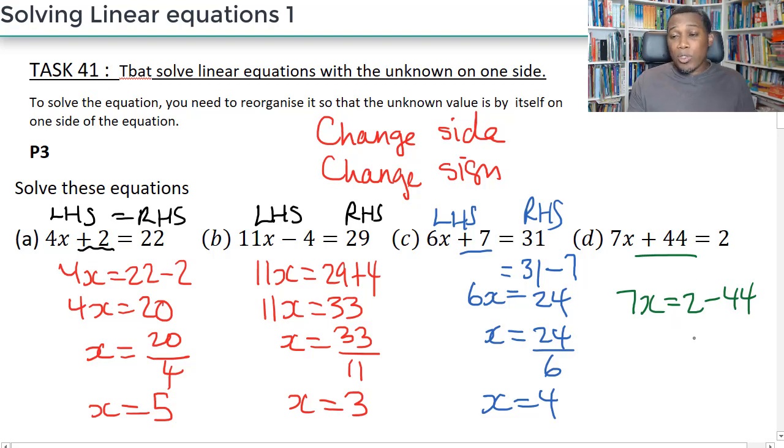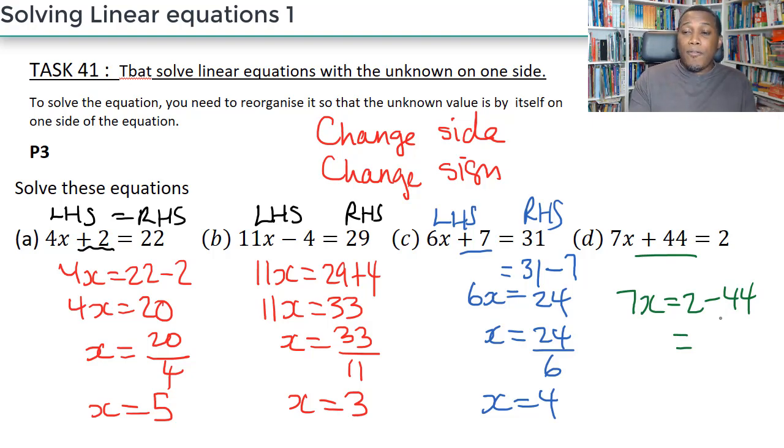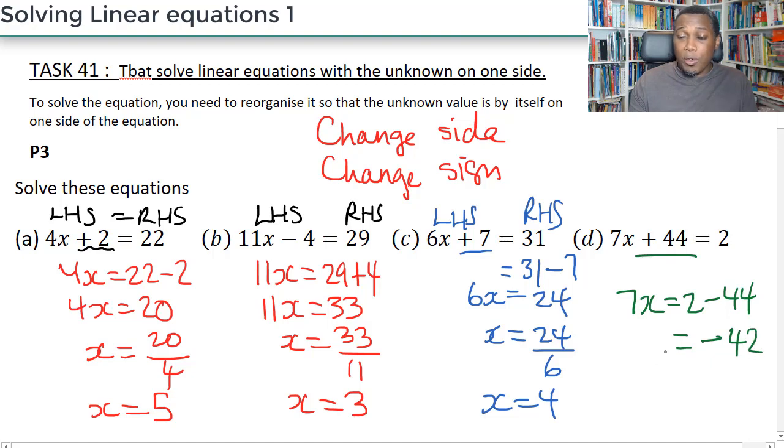Now I've got to work that out. 2 take away 44. We're going all the way down on the number line. It's a number line problem, subtraction. When I take 2, go back 2, you get to 40, and you're still left with 42. So to go down, you're going down 42 from 0, minus 42.